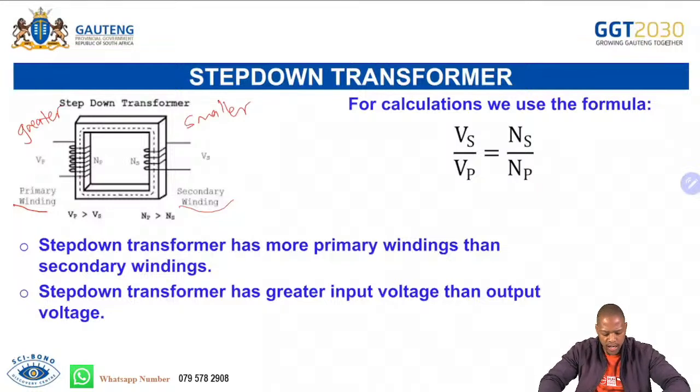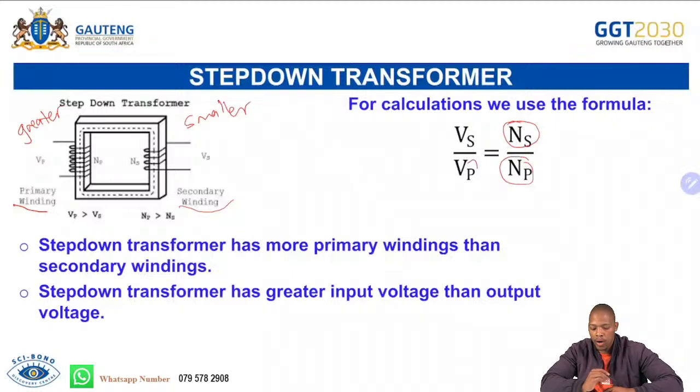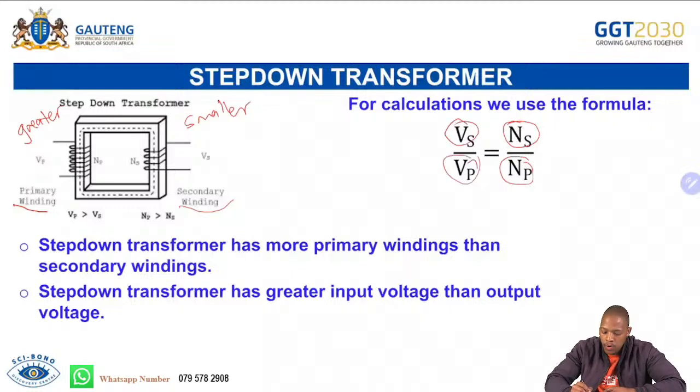As it says there, the step-down transformer has more primary windings than secondary windings, and the step-down transformer has greater input voltage. So the input voltage will be bigger than the output voltage. Again, we could be asked to calculate one of those variables. We could be asked to calculate the secondary voltage, which is the output voltage, or the primary voltage. We could be asked to calculate the secondary windings or the primary number of windings. And this is the formula that we use for such.